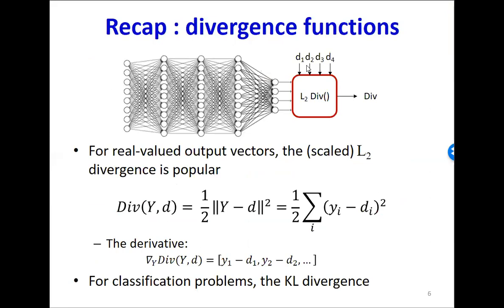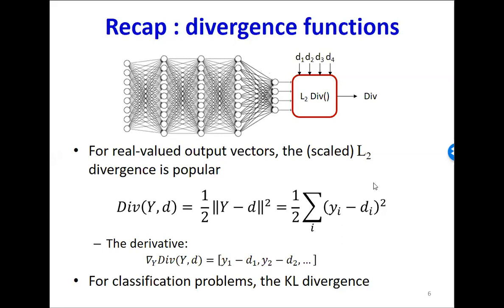Then we saw that for real valued outputs, a popular and a very reasonable divergence function between the actual output of the network and the desired output of the network was given by this formula here, which is half of the squared Euclidean distance between the desired output vector and the actual output vector. And this has a nice property.